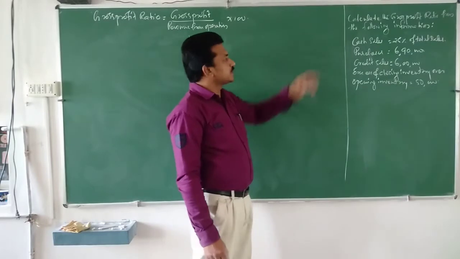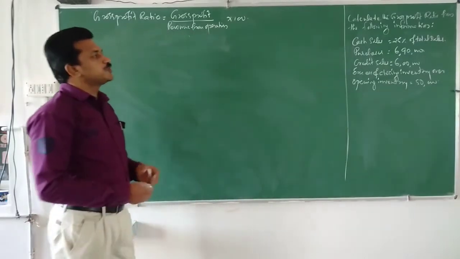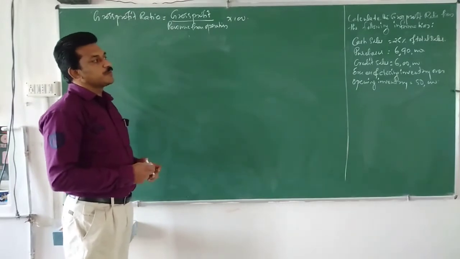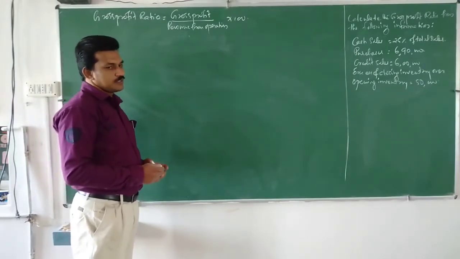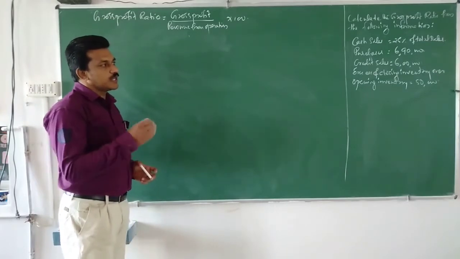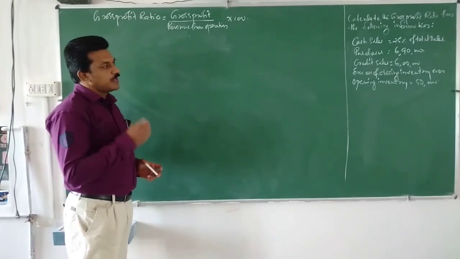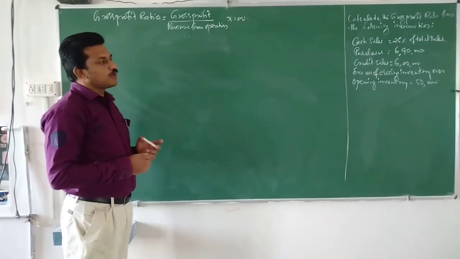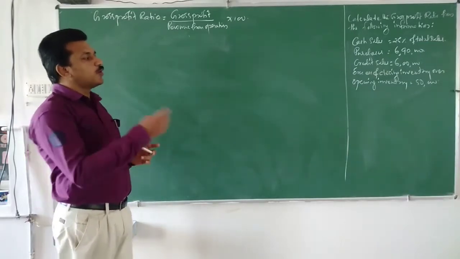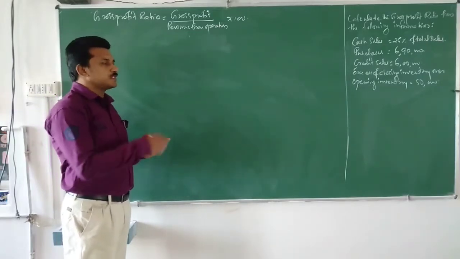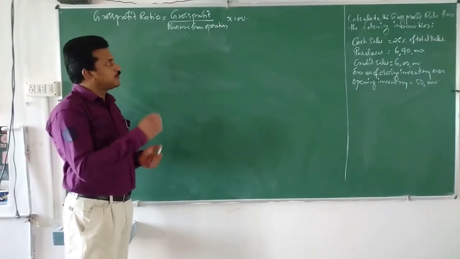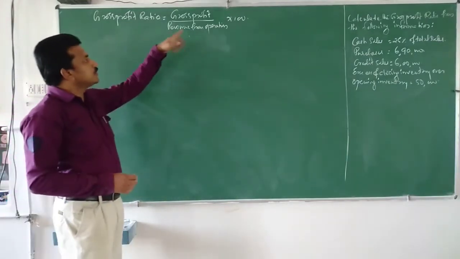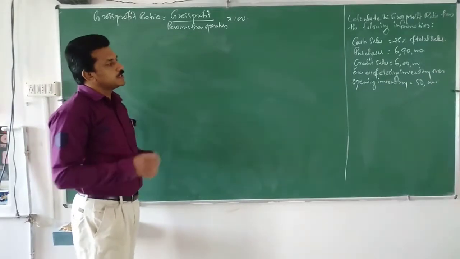Here the question says calculate the gross profit ratio from the following information. Cash sales is 25% of total sales. Purchases 6,90,000 and credit sales 6 lakh. Excess of closing inventory over opening inventory is 50%. These are the information given to us. We have to calculate gross profit ratio. The equation is gross profit divided by revenue from operation into 100.